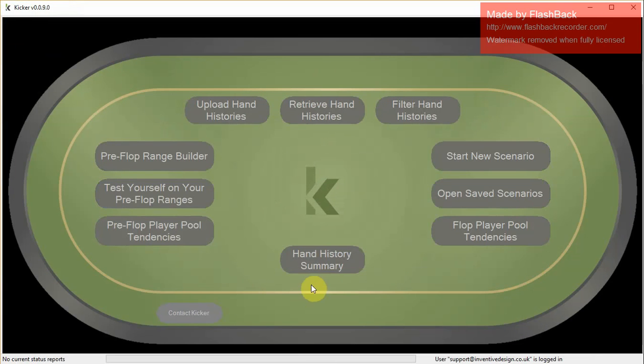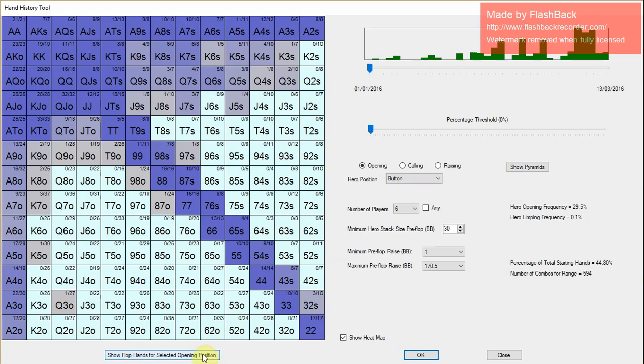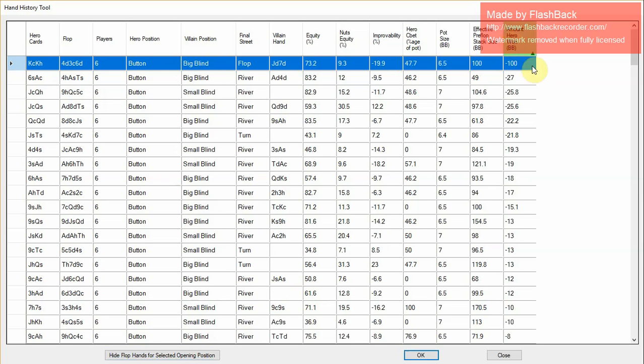So, if we go back into hand history, the hand I want to look at is this one. I've sorted here all the hands that I played where I opened from the button, I got a call from either the small or big blind, but just one player, and then I had the opportunity to continuation bet the flop. And these are all the hands where that was the case.